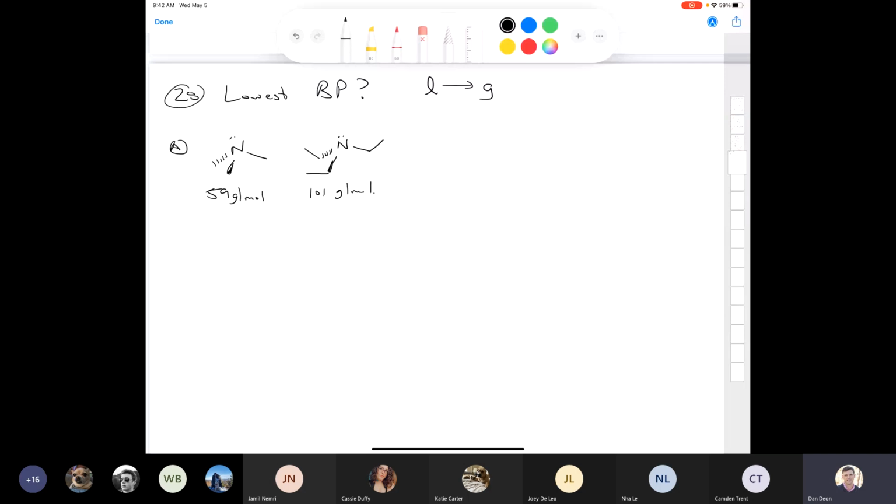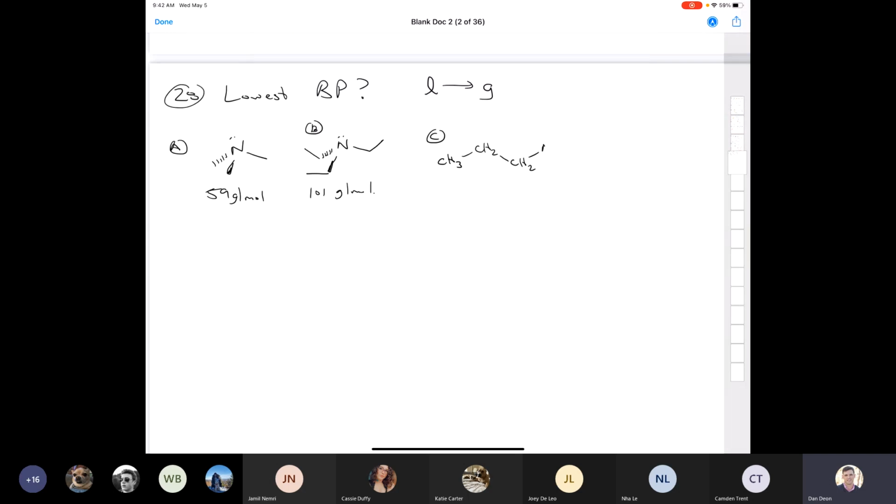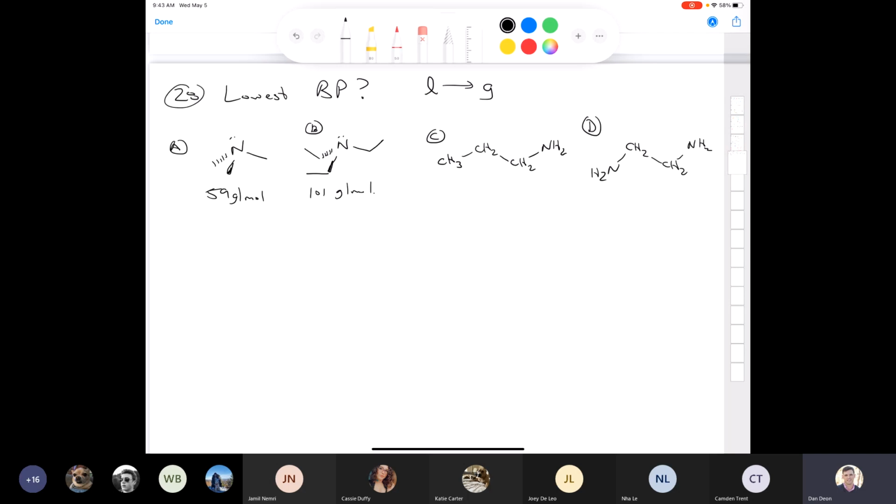Then I have this molecule. This is called ethylamine. Again, you don't have to know the names of these molecules, but you have this CH3, CH2, and then another CH3, and then you've got an NH2 over here, and that's number 3. And then for D, we have the 2 methylenes. We have an NH2 over here, and we have an NH2 over here.